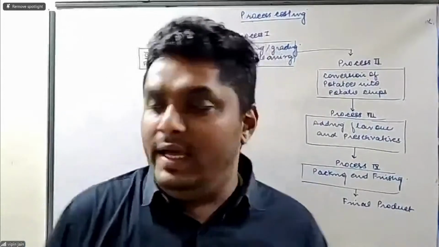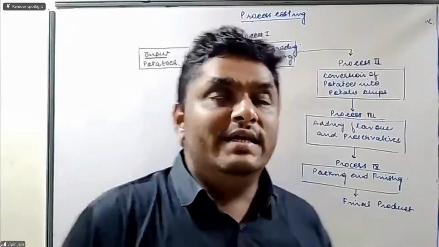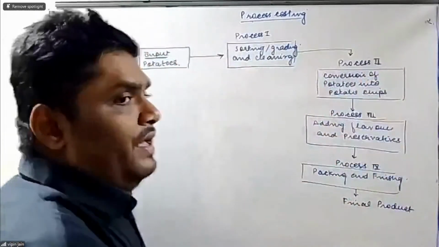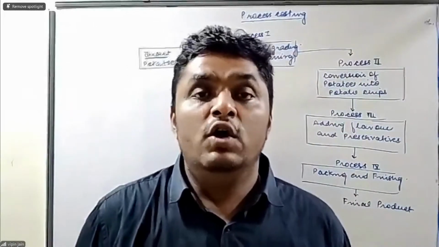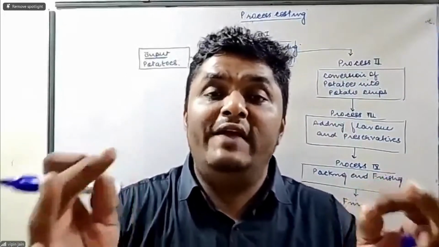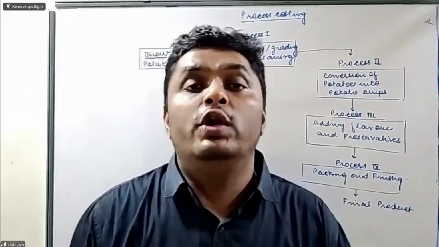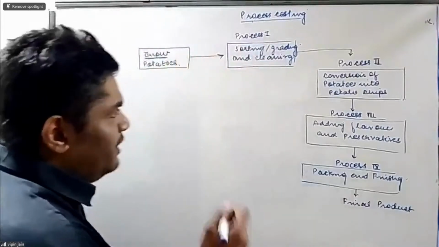Now, very important, guys. Since each process is unique and separate, a separate set of costs is incurred for every process. So therefore, what we will do is, for every process, we will prepare a separate process account to record the costs that are pertaining to that process. I'm writing this for your reference.